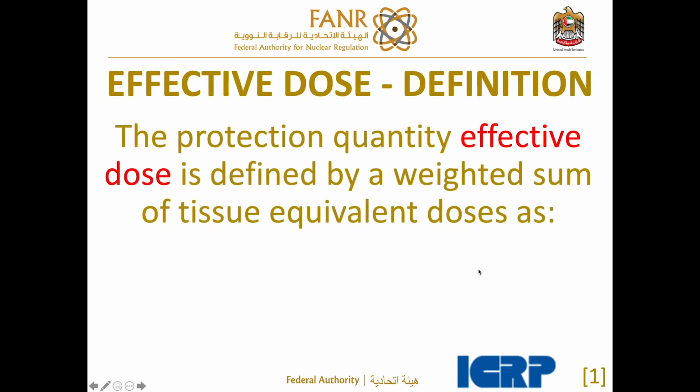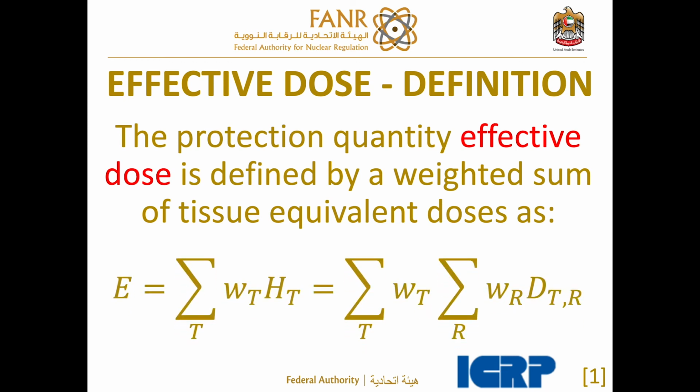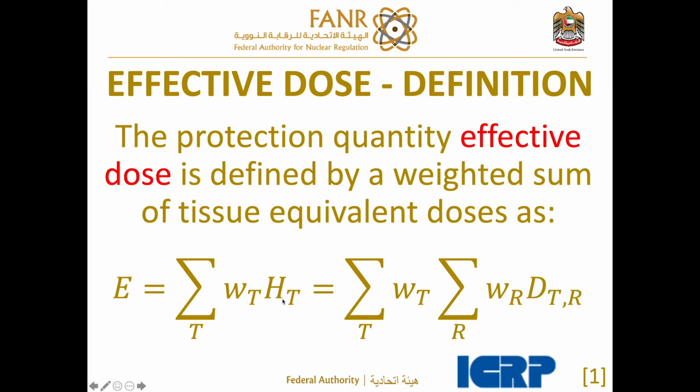Let's see the definition of effective dose. The protection quantity effective dose is defined as a weighted sum of tissue equivalent doses. This way, again, don't be discouraged by the summation. This can be very easy if we read it together. So first of all, let's have a look at the first summation here.